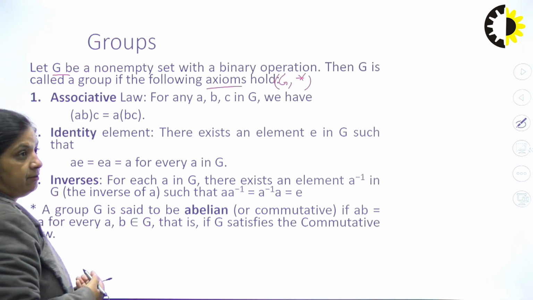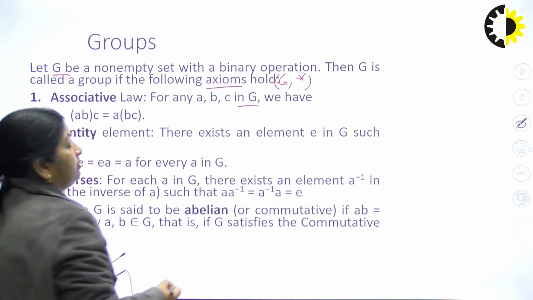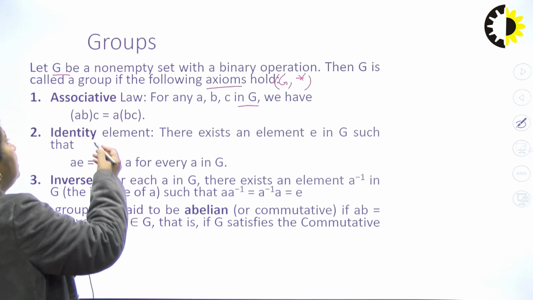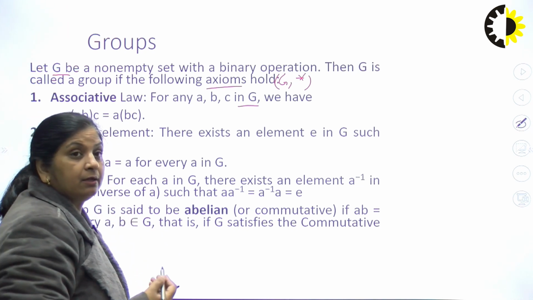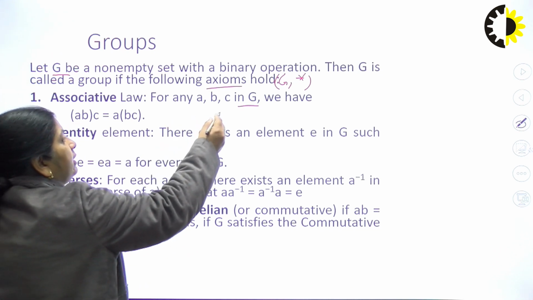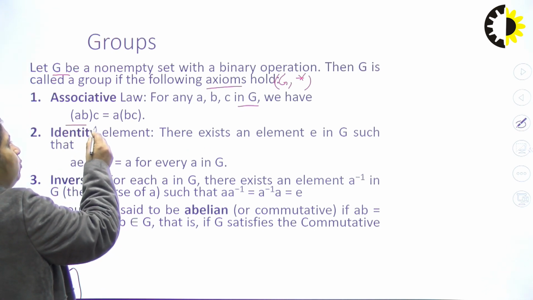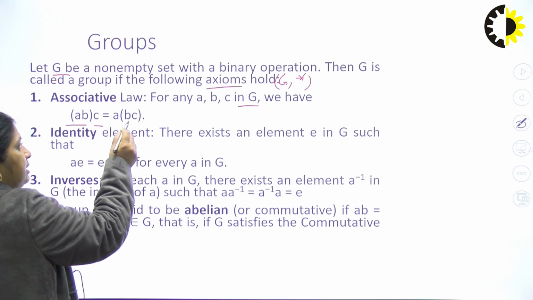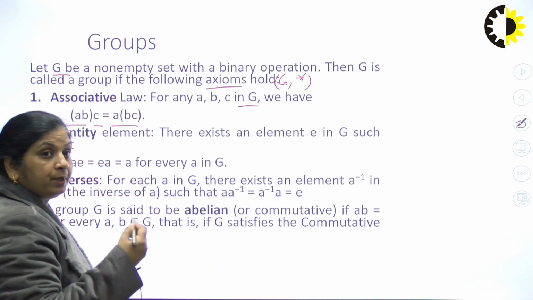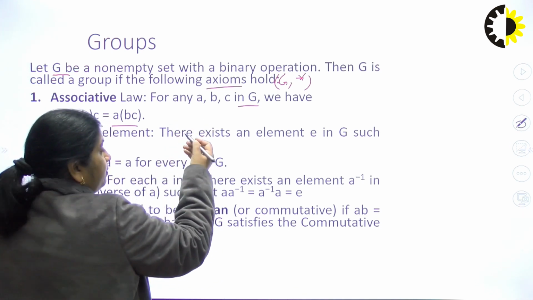First one is the associative law. If we take any elements from the set G, the elements a, b, c, and the associative law holds, then we say the associative property is true. What is the associative law? For all a, b, c belonging to G, (a·b)·c will be equal to a·(b·c). When I am writing the dot here, it means I am referring to the given operation. My operation is star. So this is a simplified notation to represent our operation.